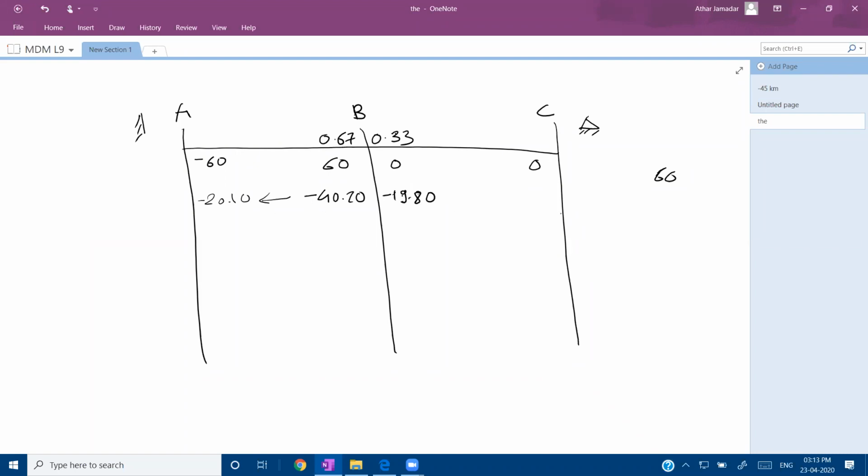Now, if you take summation, so this minus 60 minus 20.1, it is going to be minus 80.1. This 60 minus 40.20, it is going to be 19.8. This is minus 19.8, and this is 0. So here, if you now calculate unbalanced moment, it's 0. So this problem is solved here only.